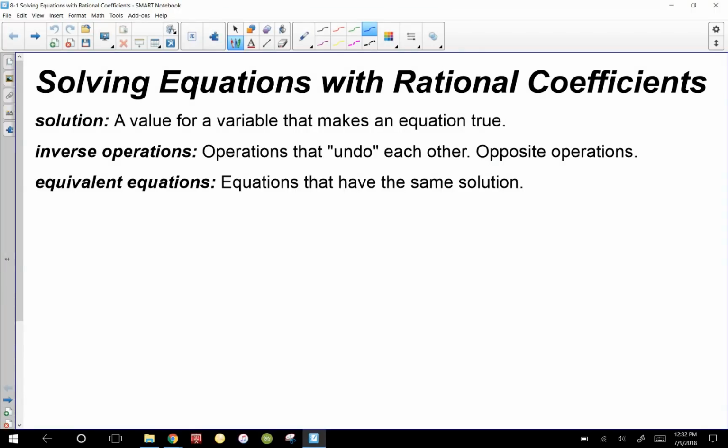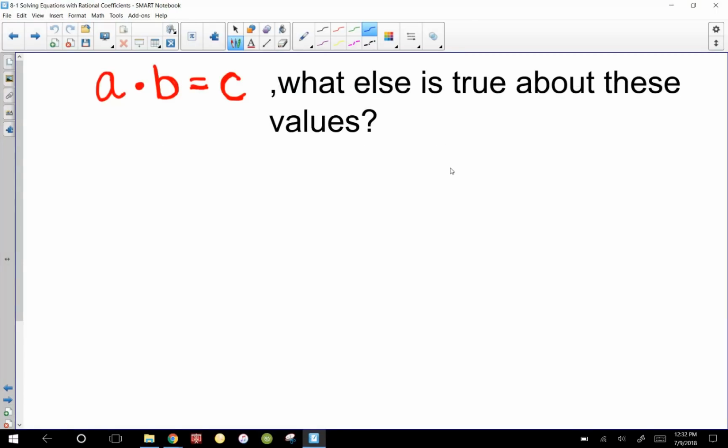Like the opposite of addition is subtraction, and the opposite of multiplication is division. The opposite of powers are roots, but we won't be doing any roots in this chapter. But just to give you that idea of what we mean by inverse operations, and equivalent equations, equations that have the same solution.